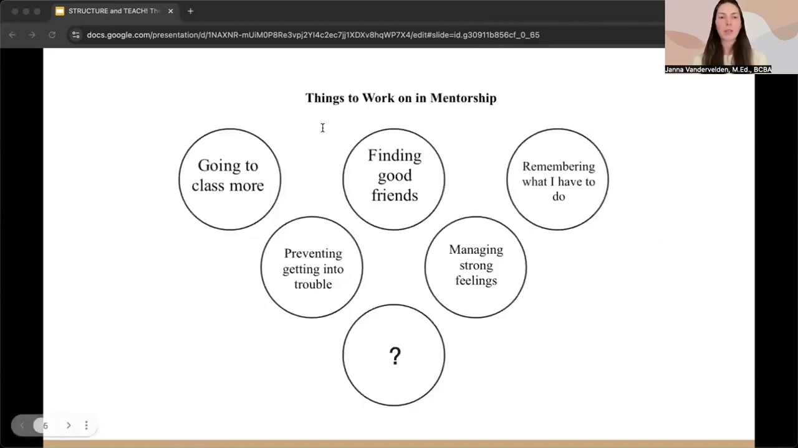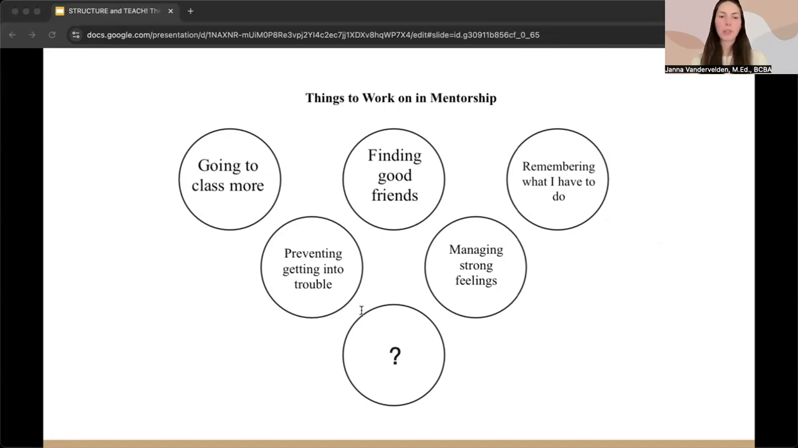Here is an example of a bubble sheet prepared for a hypothetical mentee. We've built rapport, completed our needs assessment, tested the waters, and observed those indicators that they are ready for change. We've now sketched out a few general objectives for mentorship, including going to class more, finding good friends, remembering what I have to do, preventing getting into trouble, managing strong feelings, and other. Notice that these options are all in age-appropriate language. We're not using our educational jargon like increasing attendance, connecting with positive influences, or self-management skills. The wording we use should be understandable and approachable to the mentee.